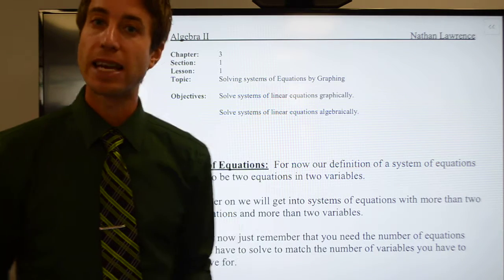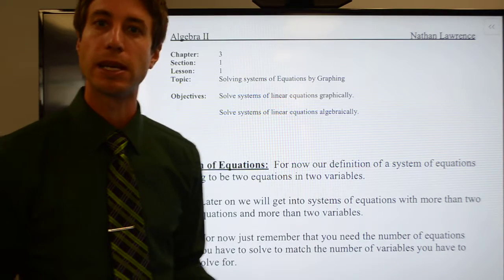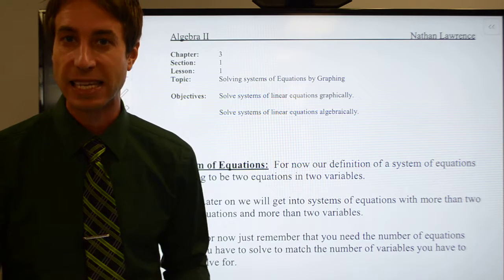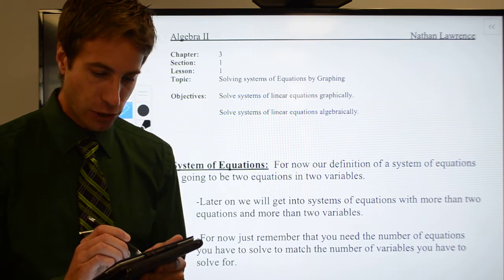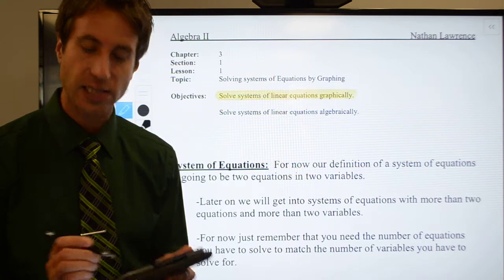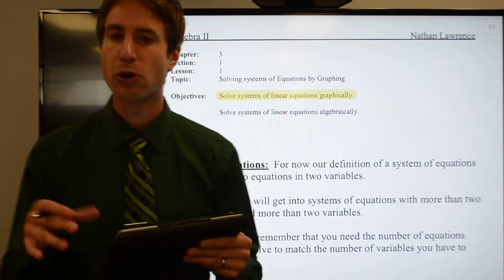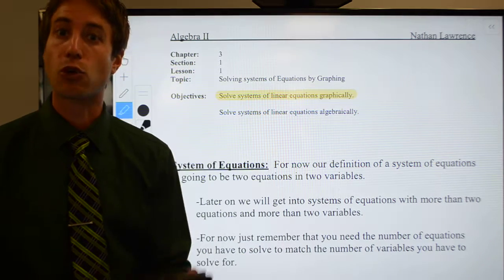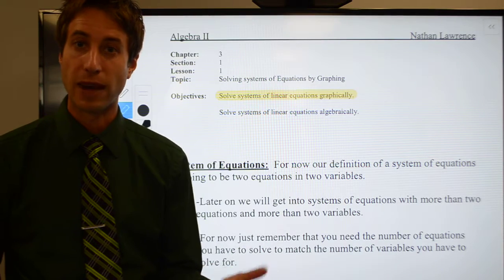Before we get started, let's give you some objectives or learning targets. These are the things you should be able to do or know how to do by the time we get to the end of this set of notes. First, you're going to need to be able to solve a system of linear equations graphically. That simply means I'm going to give you a system of equations, and you'll need to graph them, and from the graph determine the solution for that system.